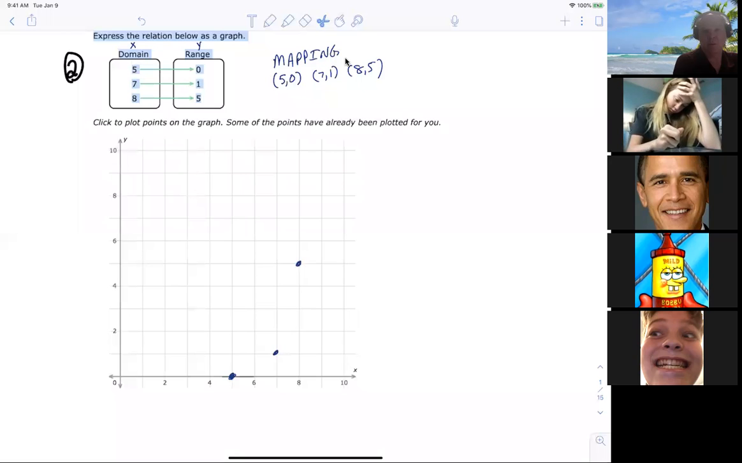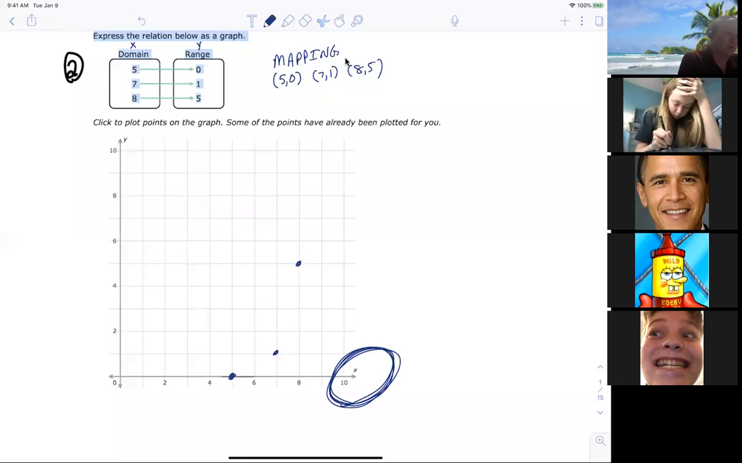The first number is across, and the second number is up or down. Because look right here, this is the x-axis. That's always done first, and then the y is done second. Got it. Okay, let's move on.